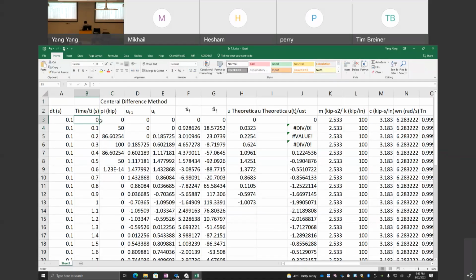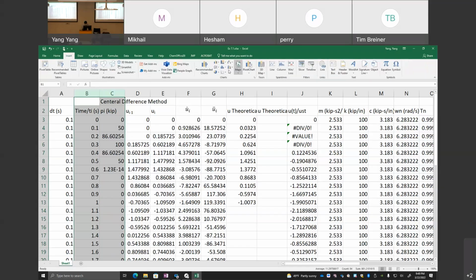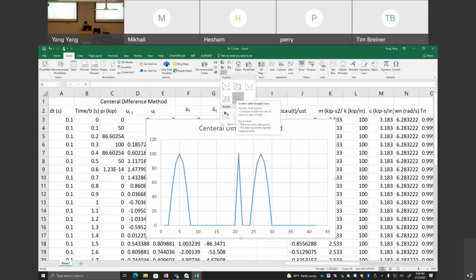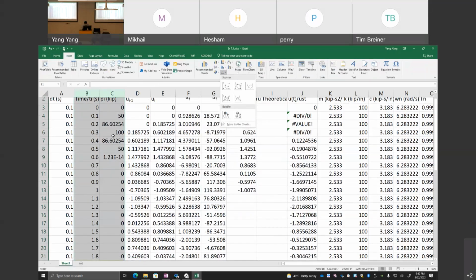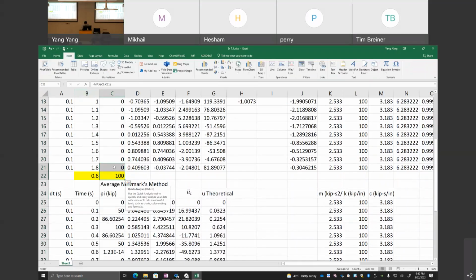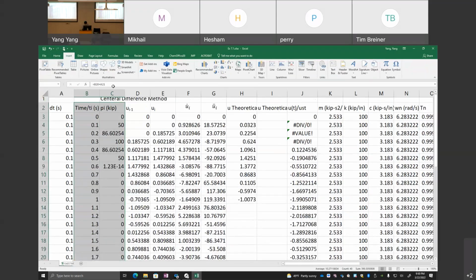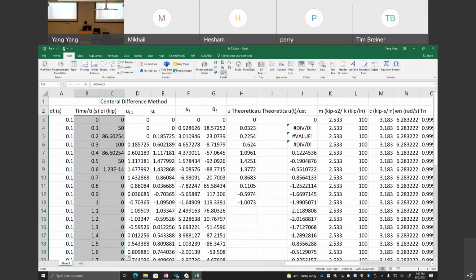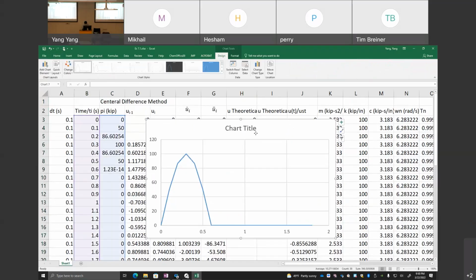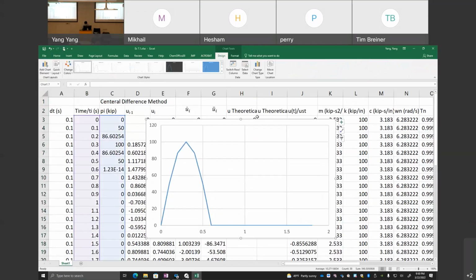So if we plot the sine wave, this is a sine wave here. We have already approximated the sine wave with the time step equal to 0.1 second. Right?